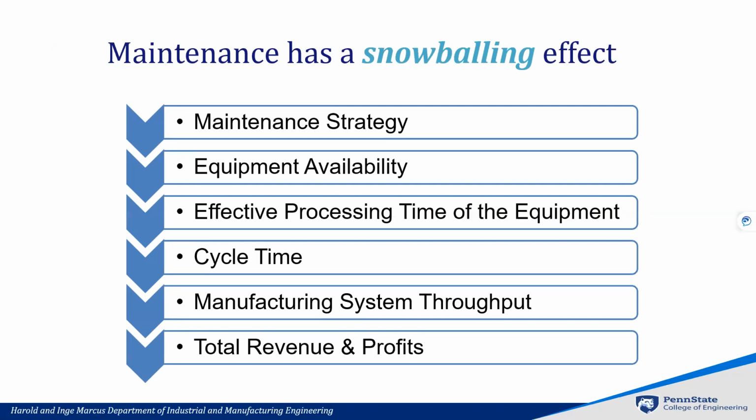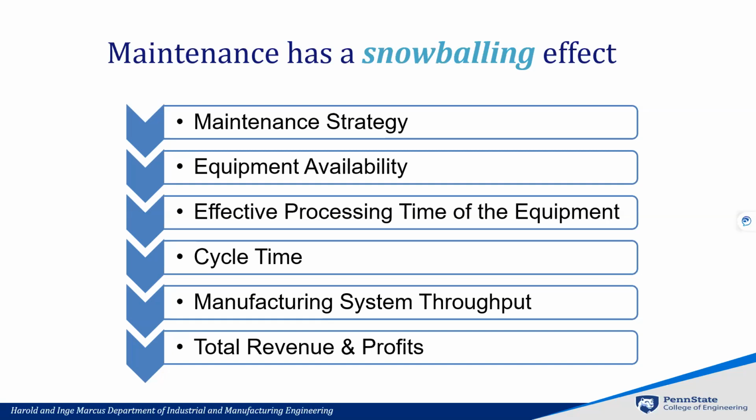So the reason maintenance is important for any manufacturing operation is that it has a snowballing effect. If you take a really big picture view, every company needs to have some form of maintenance strategy that impacts the availability of their equipment, especially the bottleneck equipment on their floor. This in turn impacts something that we call effective process time of the equipment.